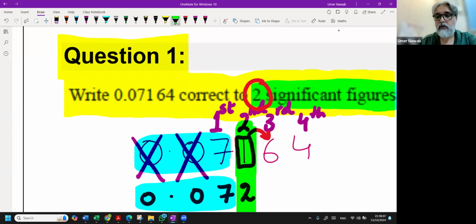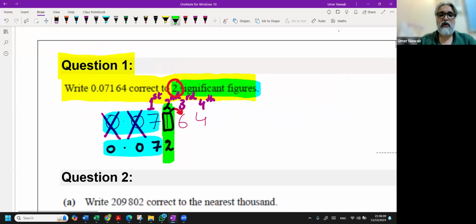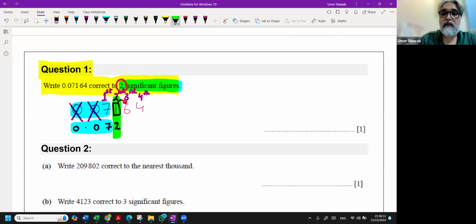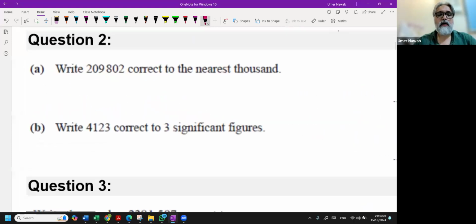So 0.072 is the answer to this question. I hope it is well understood by all of you. 0.072. Let's go to the next target.